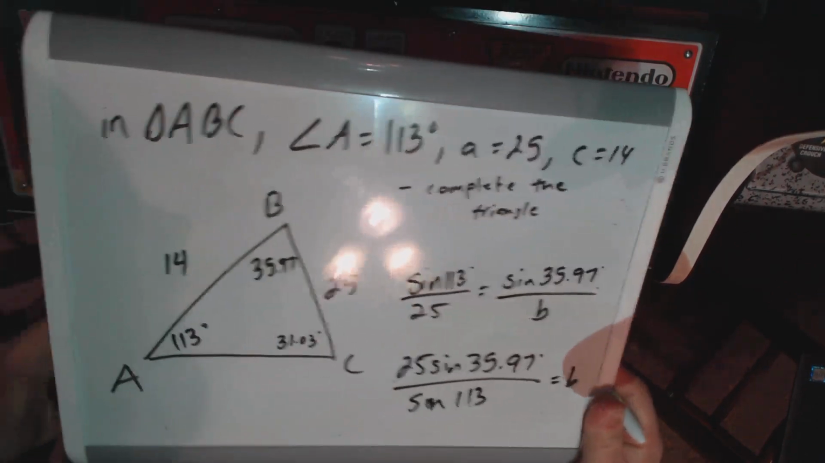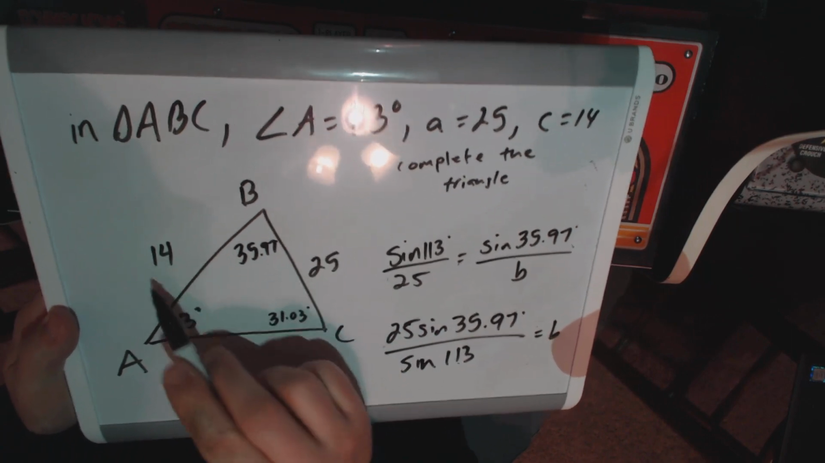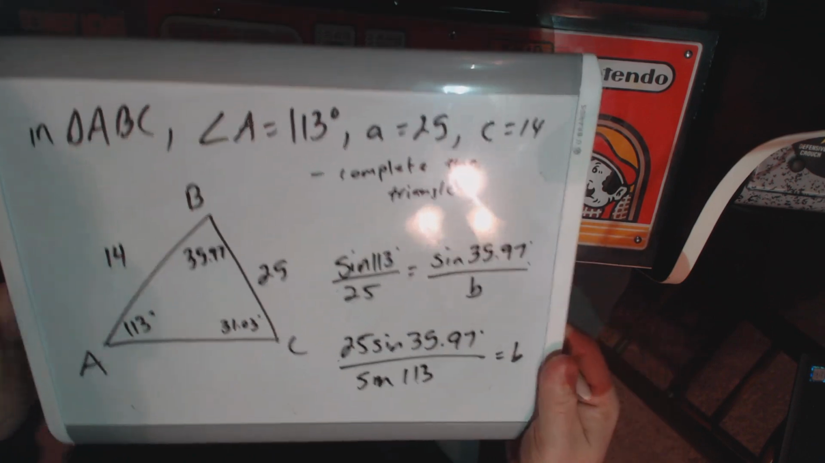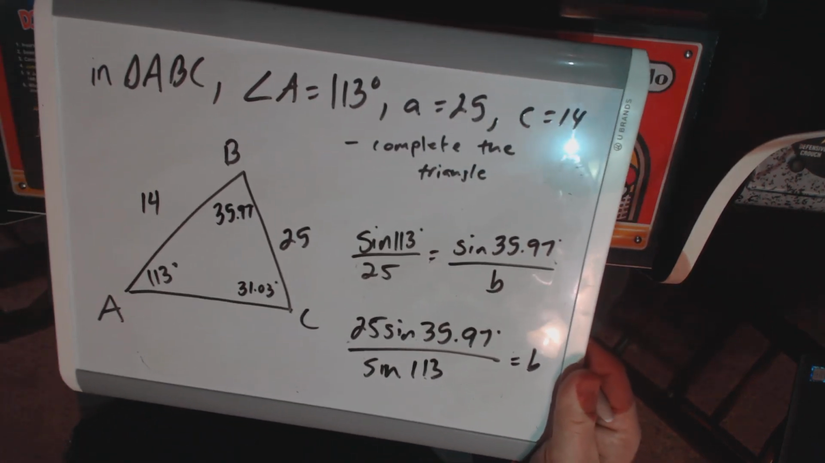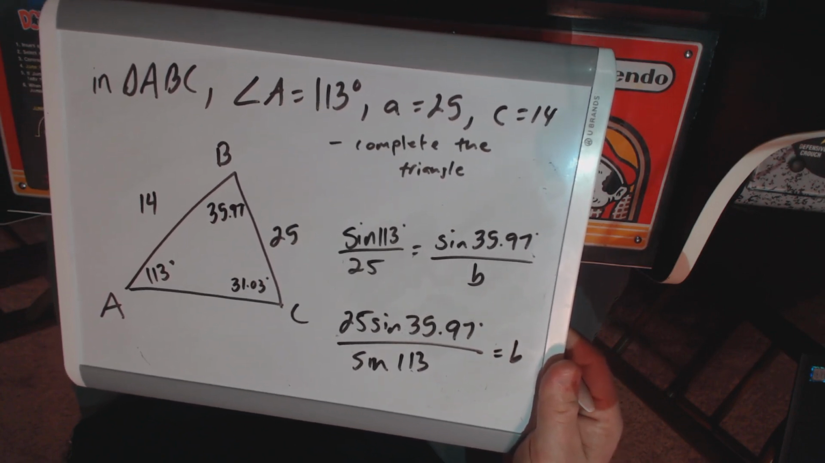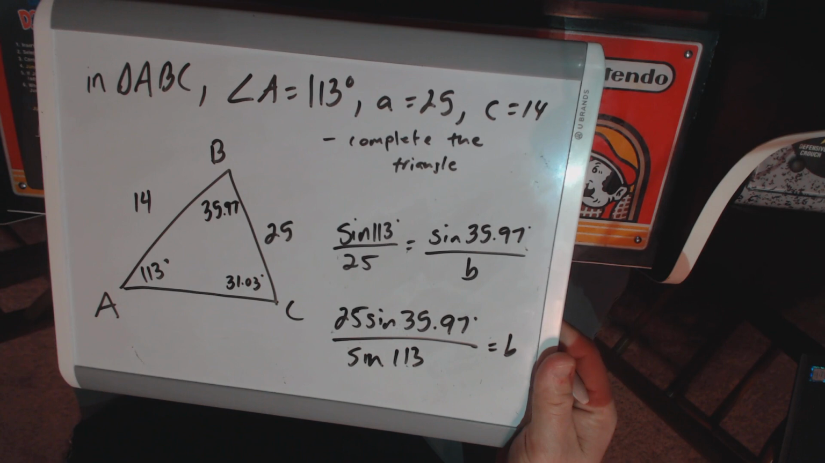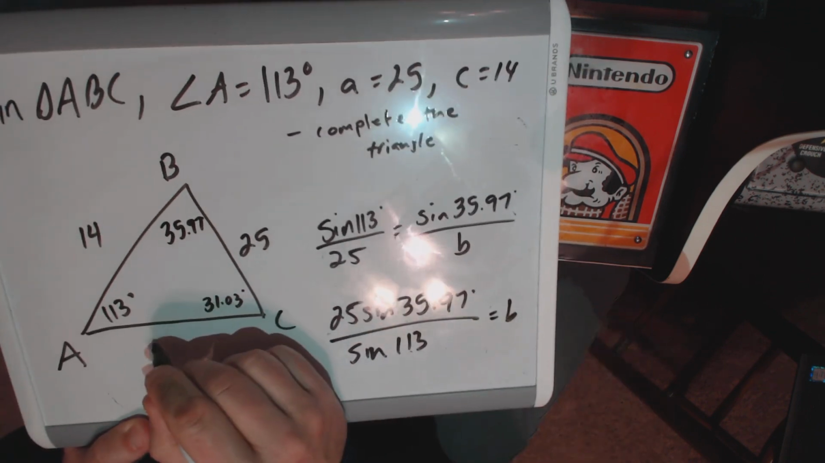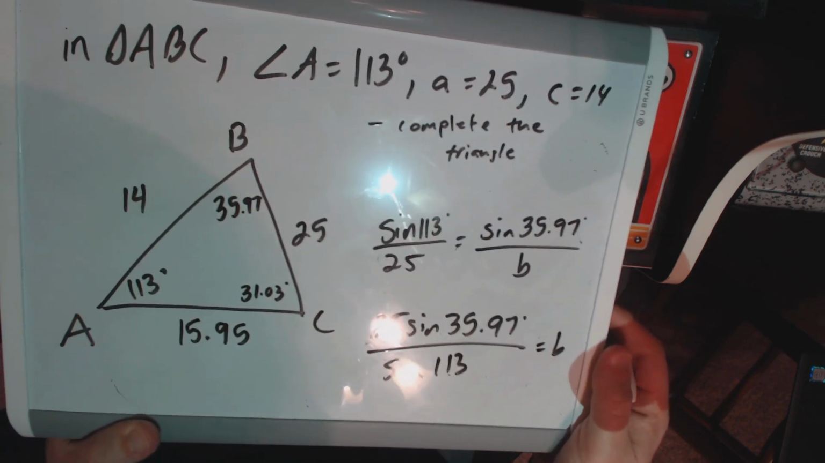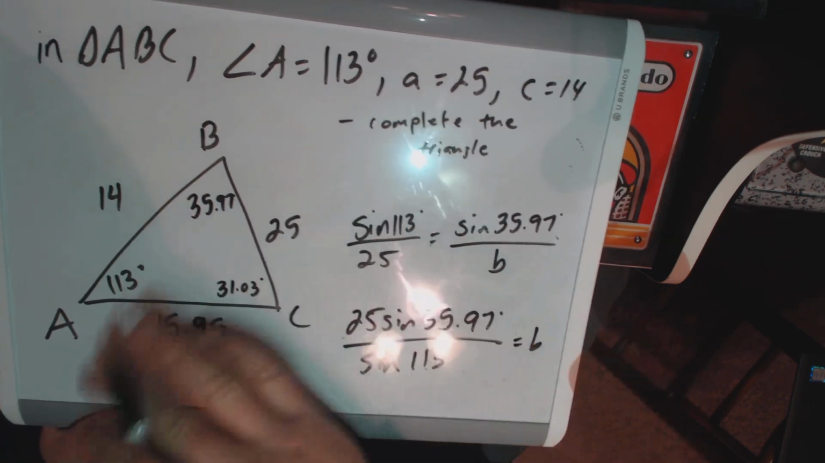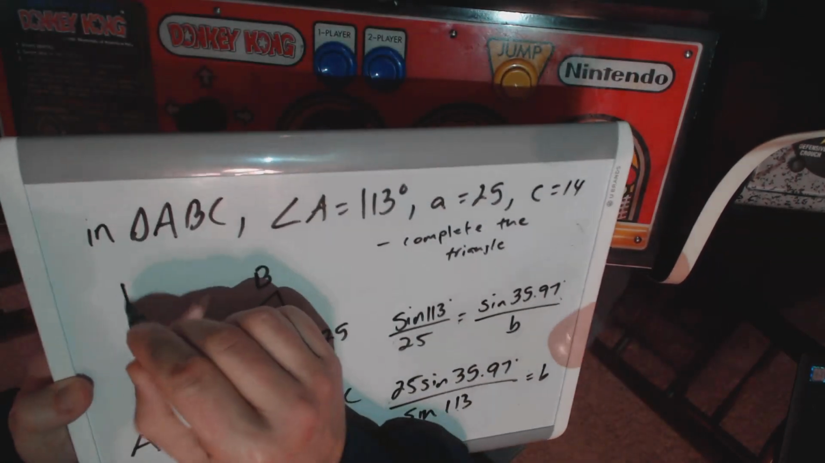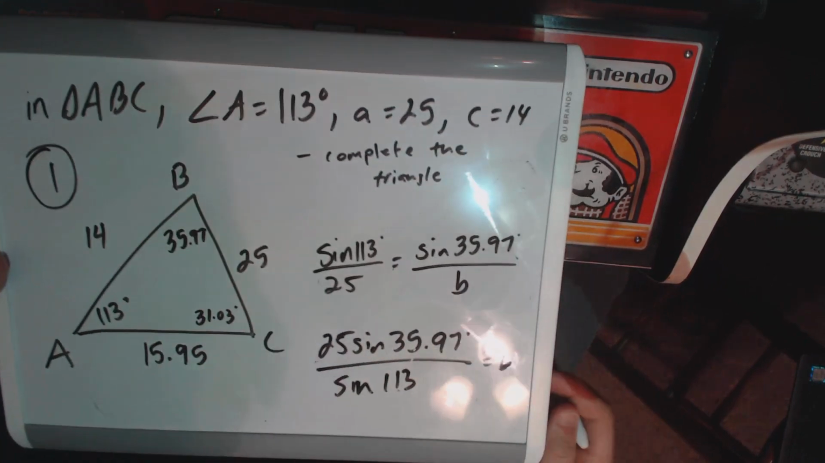And by the way, I know that B has to be bigger than 14 because this one is a bigger angle than this one, right? So I bet you anything it's between 14 and 25. So if I type in 25 sine 35.97 divided by sine 113, I get, just as I suspected, 15.95. And I just did an ambiguous case. And this ambiguous case had how many answers? It had one answer. It had one triangle that could be formed, okay?